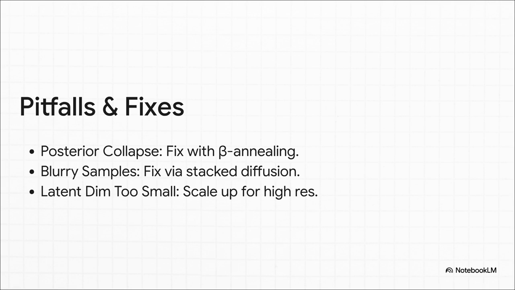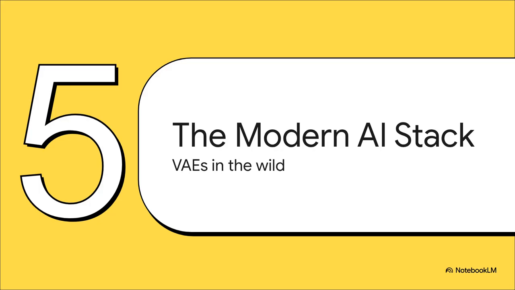A 16D space is fine for a tiny MNIST digit, but if you are dealing with megapixel images, you really need to scale up to 2048 dimensions. Which brings us to part 5, the modern AI stack and where VAEs live in the wild today.